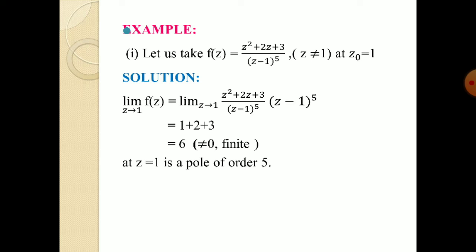So we have (z minus 1) whole power 5 in the numerator. Then cancel out (z minus 1) whole power 5 in both numerator and denominator. Then applying the limit to the remaining expression, we get the value 6, which is not equal to 0 and also a finite value. Therefore, z equal 1 is a pole of order 5, which means n equal 5.